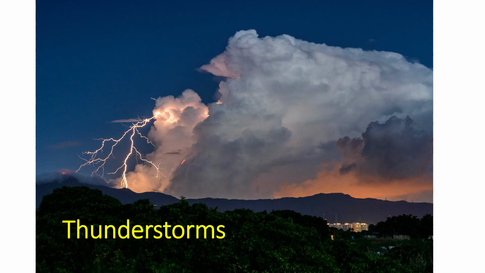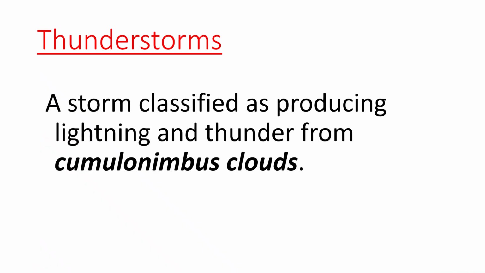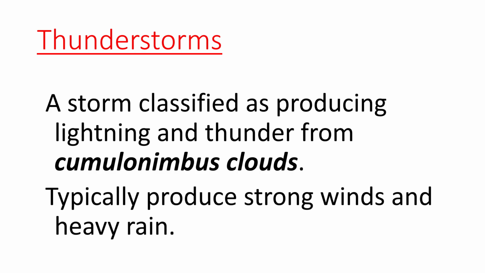Now let's talk about that nasty weather. We're going to look at thunderstorms first. What is a thunderstorm? By definition, I know you know what it is. You've experienced them here, but a thunderstorm is one that is producing lightning and thunder, hence the name thunderstorm. But more specifically, these are ones that come from cumulonimbus clouds, those big puffy but stormy puffy clouds. They produce strong winds and heavy rain and give us thunder, lightning, obviously, but also can produce hail.